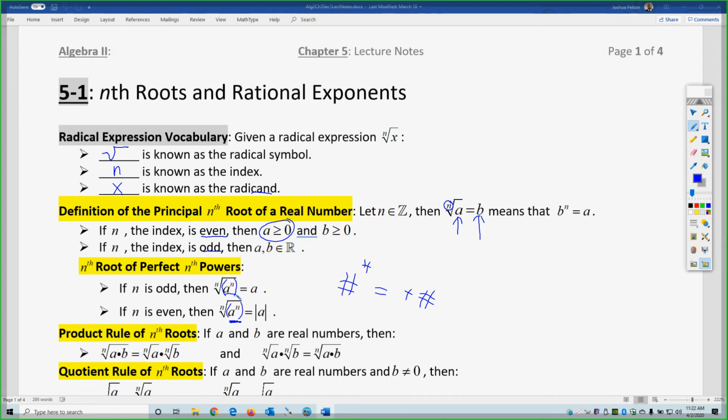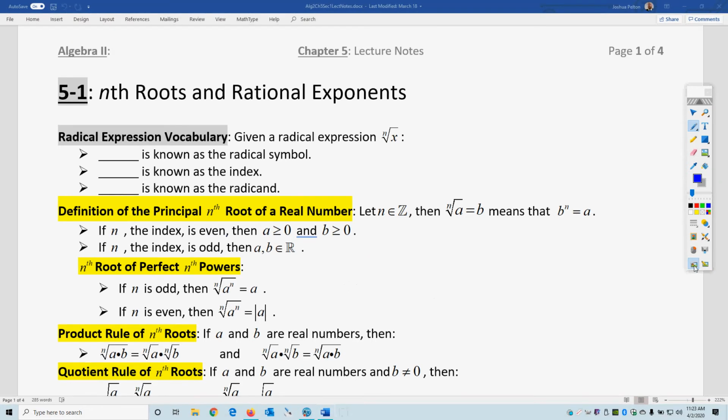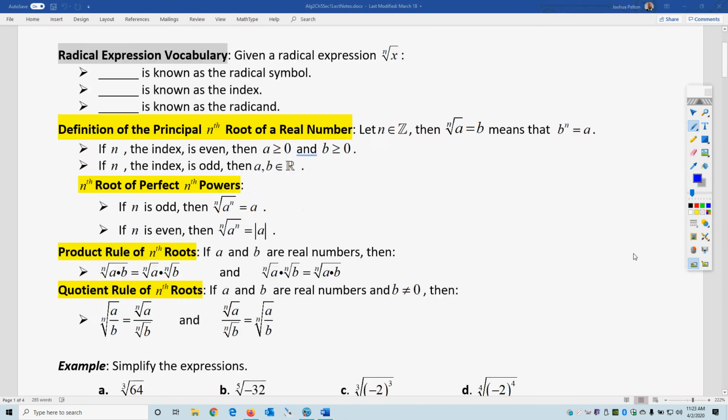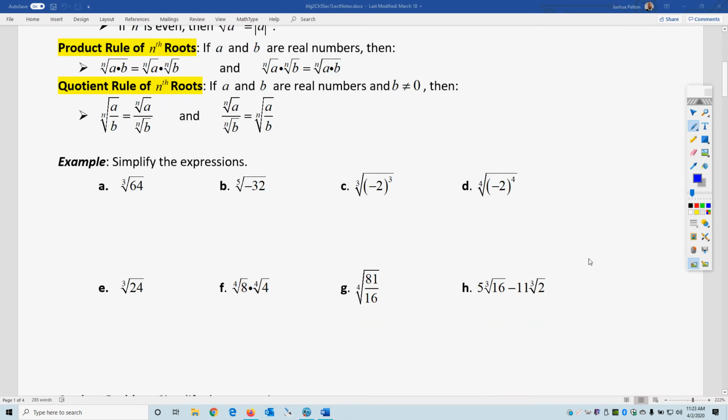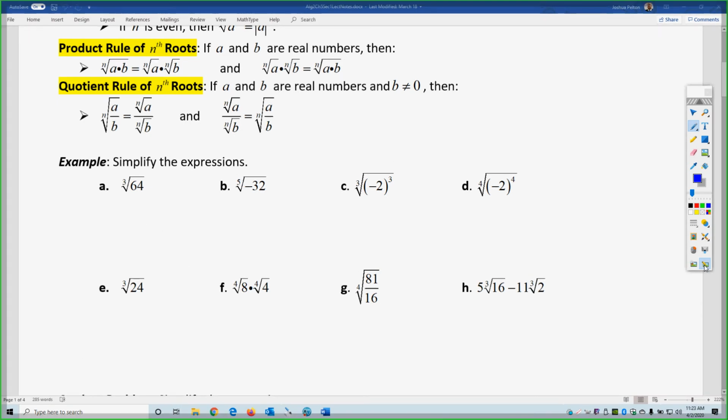The product and quotient rule of radicals is the same for square roots as it is for any root. You can break them together or break them apart, under the assumption that they are the same root. If they are not the same root, the properties don't apply. You can't break them apart and put them together.